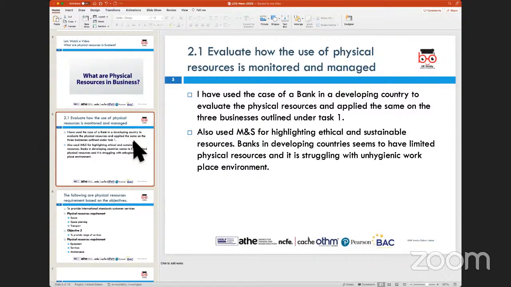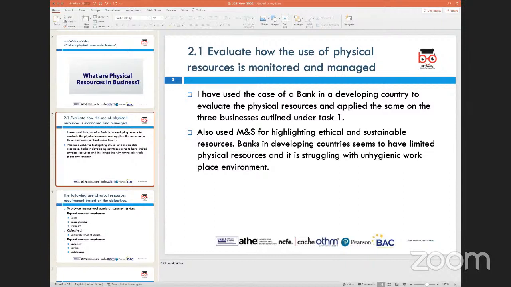Now, looking at some of the assessment criteria in Learning Outcome 2, the first one talks about evaluating how we use physical resources, and how we monitor and manage them. In this particular task, what we are looking at is why there is a case for an organization or a business to manage and maintain the optimal efficiency of a particular resource.